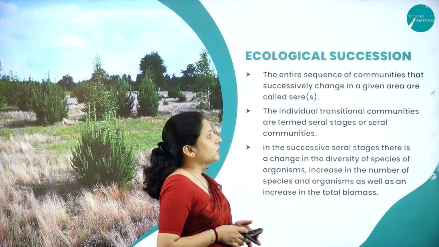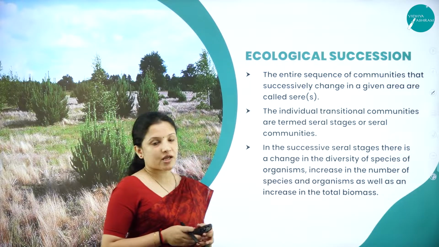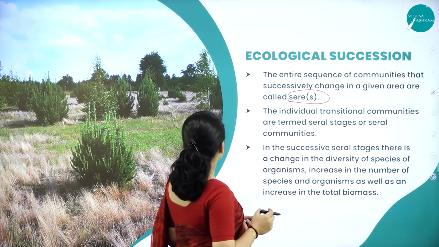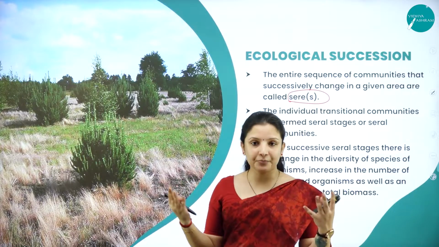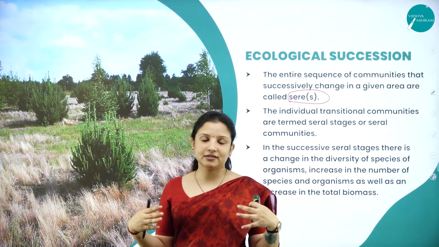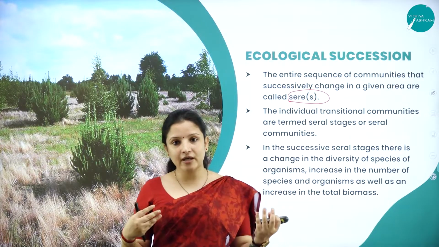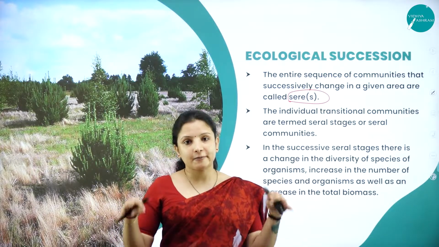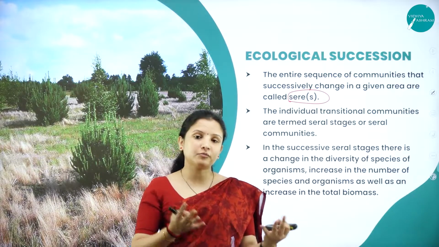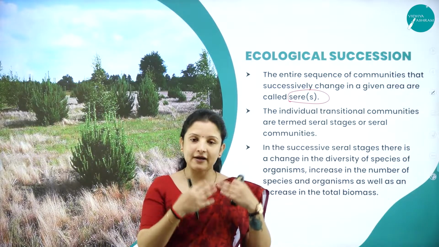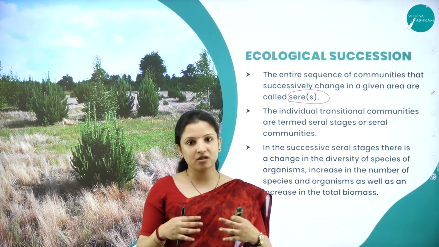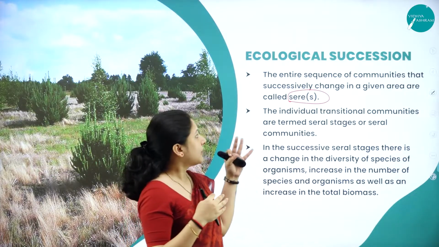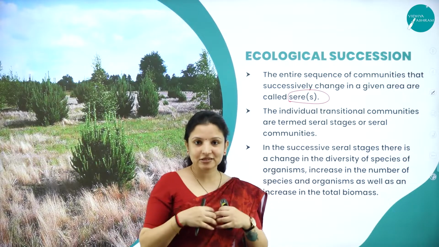So the entire sequence of communities that successively change in a given area is called a sere. As I told you, in a given area, say for example a desert, sometimes a desert which is somewhere nearer to a water source might get occupied by grasses which have been brought by the flowing water currents. After the grasses, it will get occupied by the herbs, then by the shrubs, then by the trees. Like that, the community successively changes.